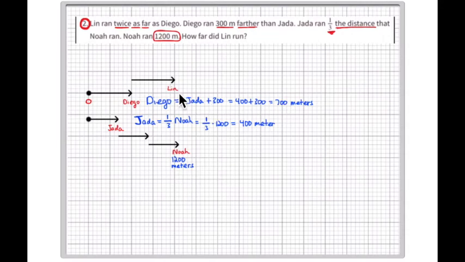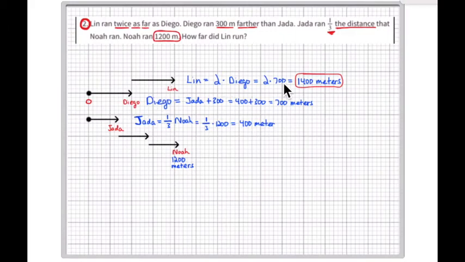And I know that Lynn ran twice as far as Diego ran. So Lynn ran 1,400 meters. So Lynn is equal to 2 times Diego. 2 times 700 is 1,400 meters.